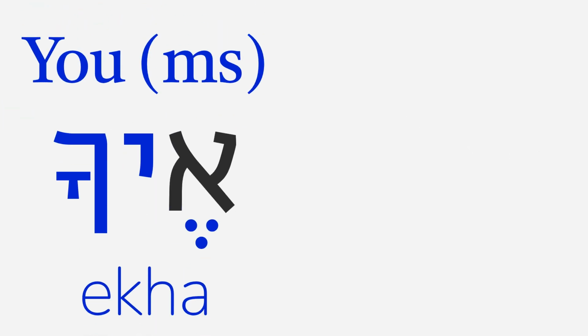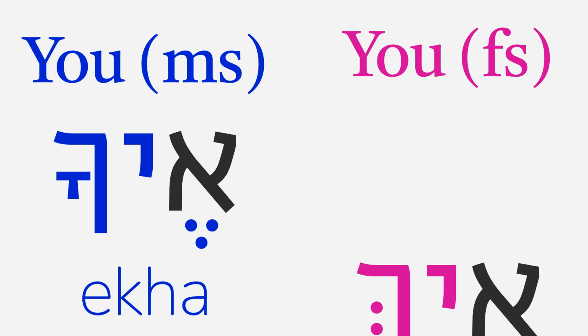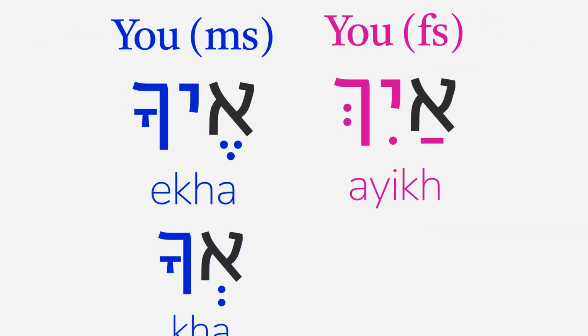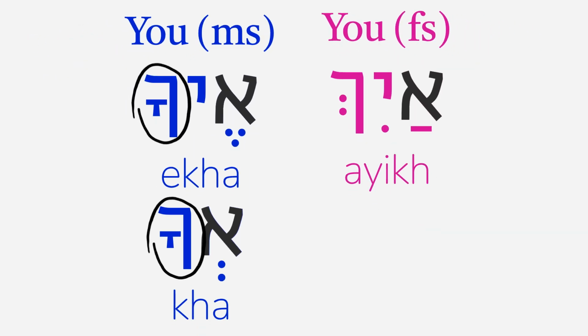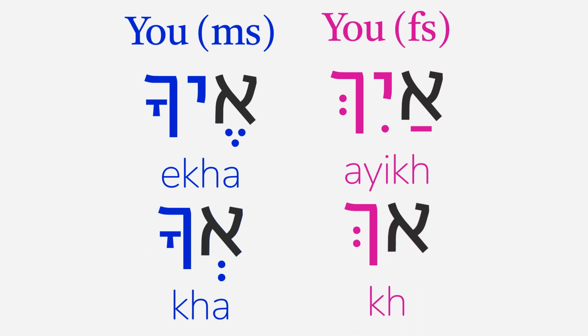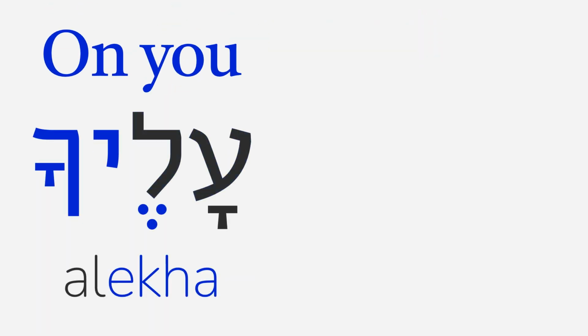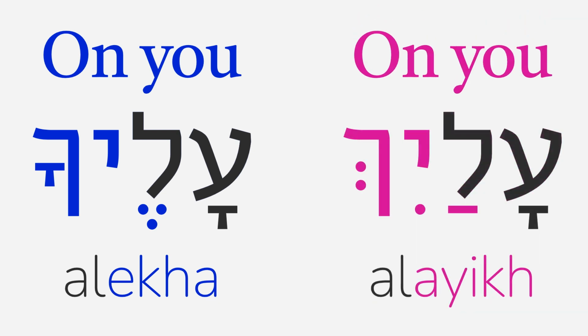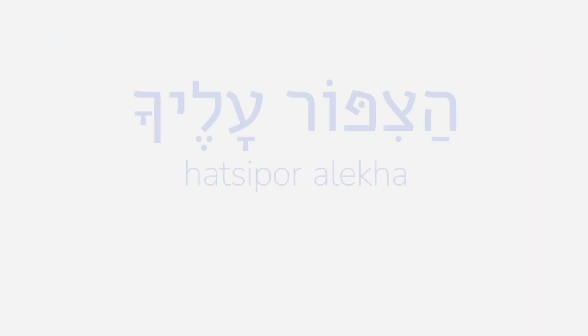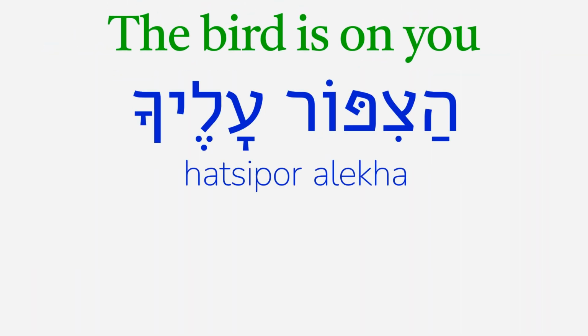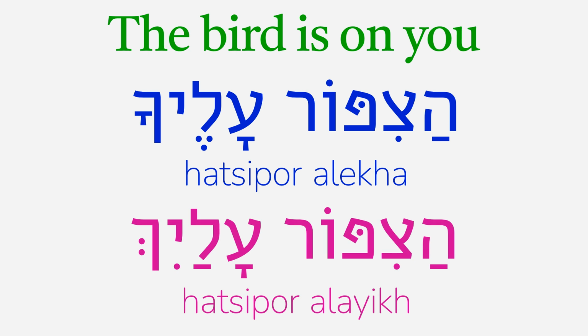The masculine singular you suffix is echa, and the feminine singular you suffix is aich. Both masculine singular you suffixes have cha at the end, and both feminine singular you suffixes end with ch. Alecha, on you, masculine singular, and alaich, on you, feminine singular. Hatzipor alecha, the bird is on you, masculine singular, and hatzipor alaich, the bird is on you, feminine singular.